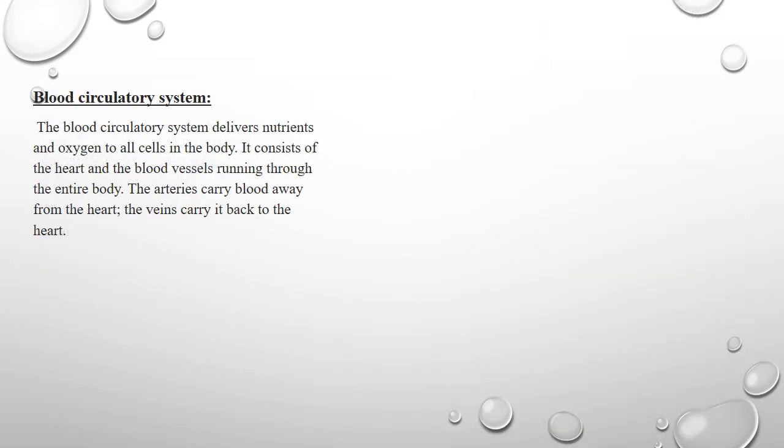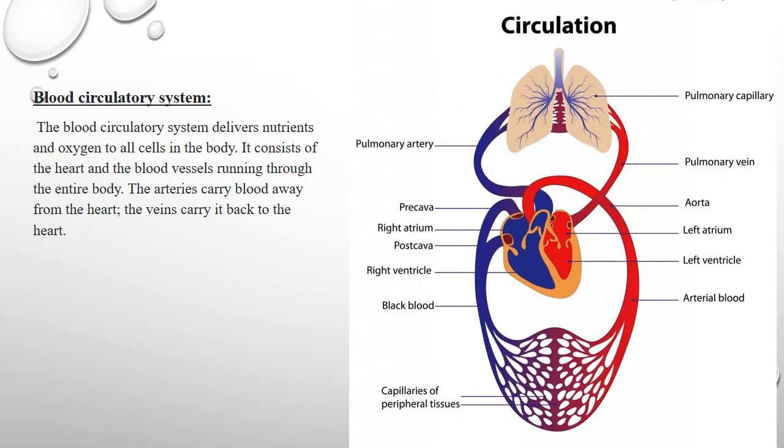Topic is the blood circulatory system. The blood circulatory system delivers nutrients and oxygen to all cells in the body. It consists of the heart and the blood vessels running through the entire body. The arteries carry blood away from the heart. The veins carry it back to the heart. Now have a look at the blood circulatory system.